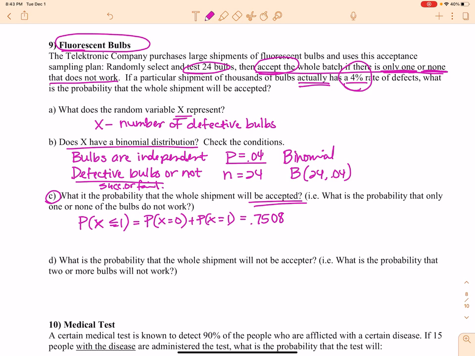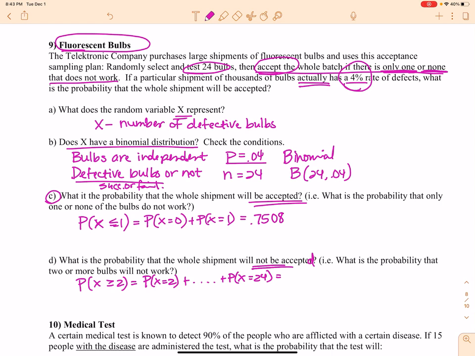Now I'm going to look at the last question. What is the probability that the whole shipment will not be accepted? Oh, there's a typo. Okay, so what's the probability that the whole shipment will not be accepted? Well, you can do one of two things here. You can find the probability that X is greater than or equal to 2. And then you can find the probability that X equals 2 all the way up to the probability that X equals 24. This has already been more work than the other way will take.